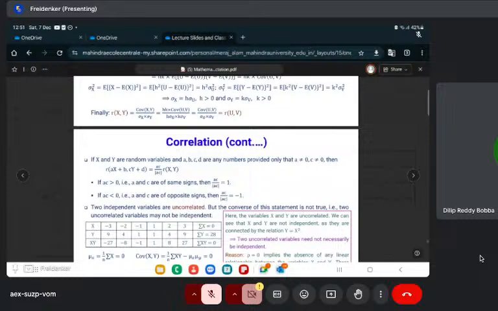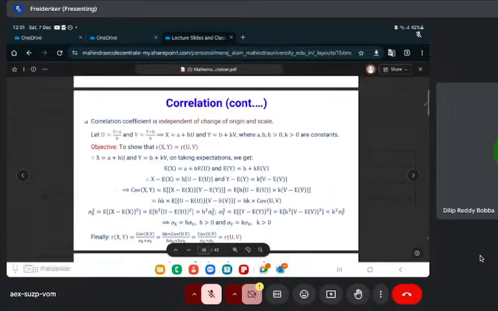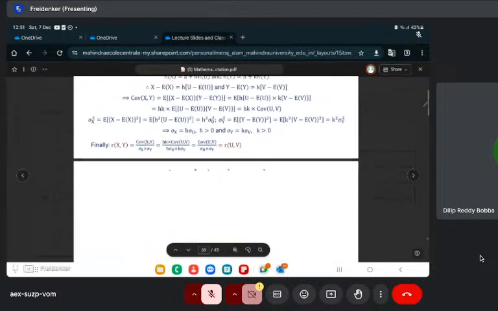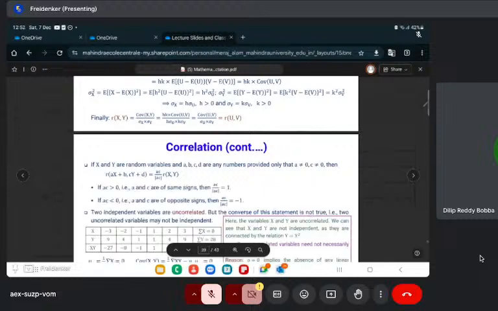Now, did we assume anything here? Okay, here we assumed h and k to be positive constants. If they are not positive, then you have this. So there is some change. Correlation is independent of change of scale and origin only if the coefficients of x and y are positive, or else you have this relation.